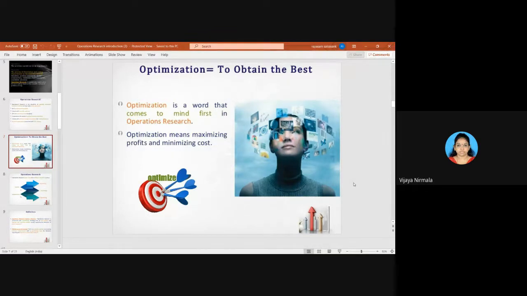Operations research, the word, what will come to our mind? Optimization. It is maximizing the profits. That is, how can we increase the profits? That will be said through optimization in operations research.